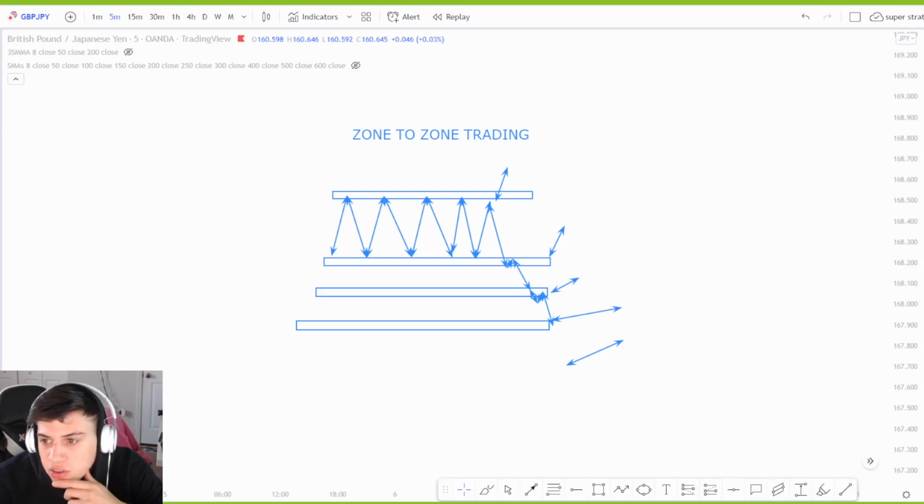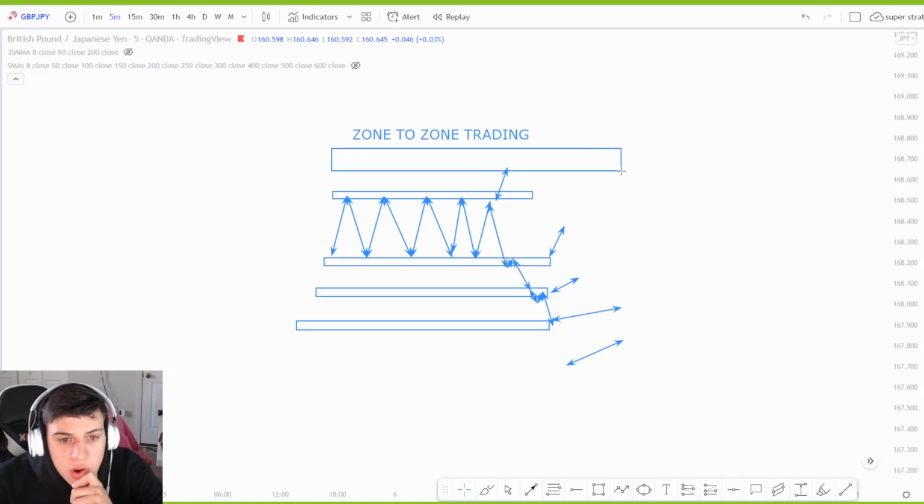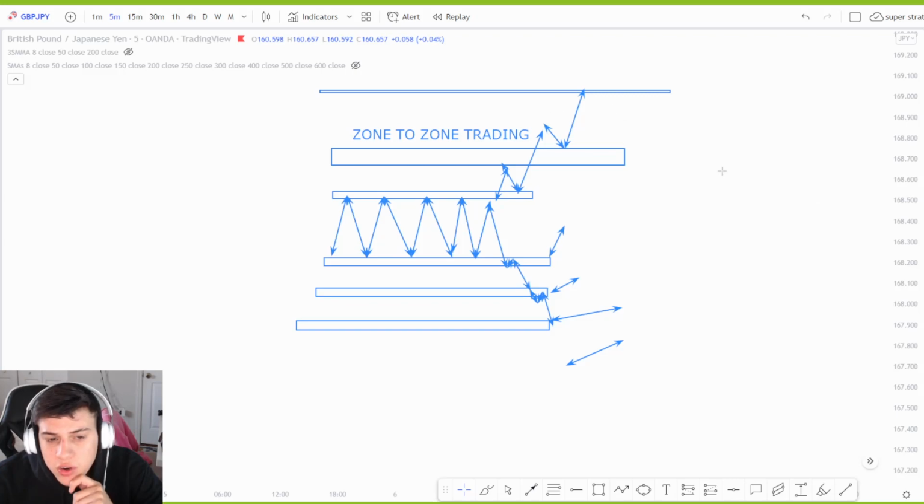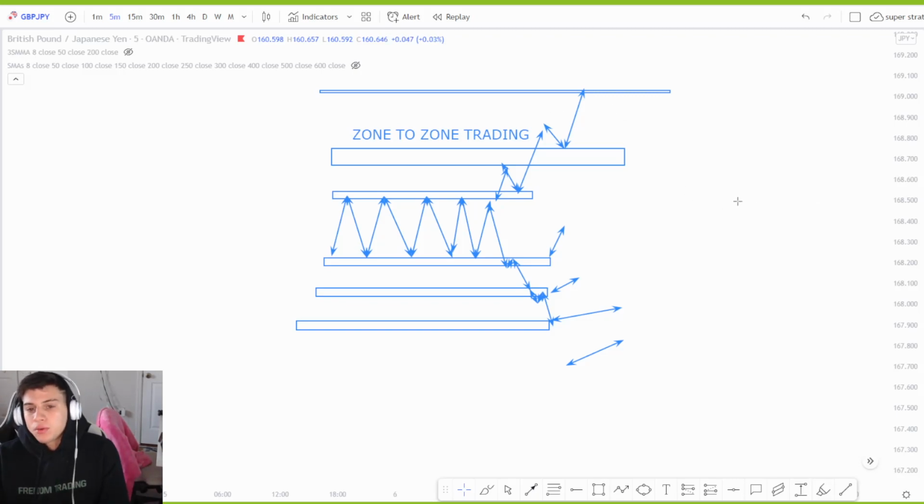So if we have another zone up here, you will notice that we will always come back up to that zone or that area, right? As you guys can see right over here, boom, we get that area, boom, we get that breakout, boom, we get the area, boom, we get that breakout. Then you will notice that we get another zone up here, right? So then it's just pretty much understanding your support and resistance levels to the T, understanding why these zones are here and what these zones mean.